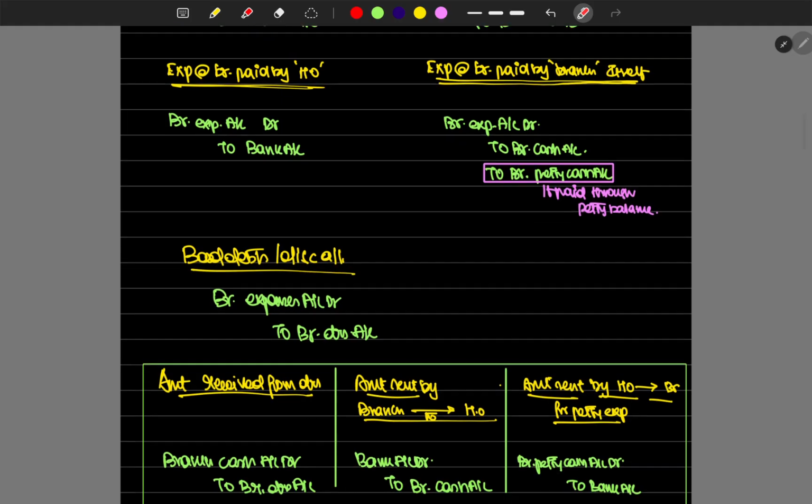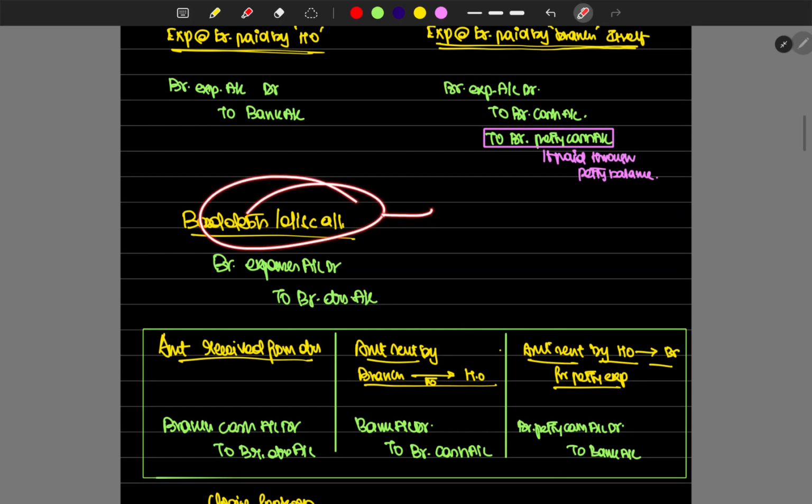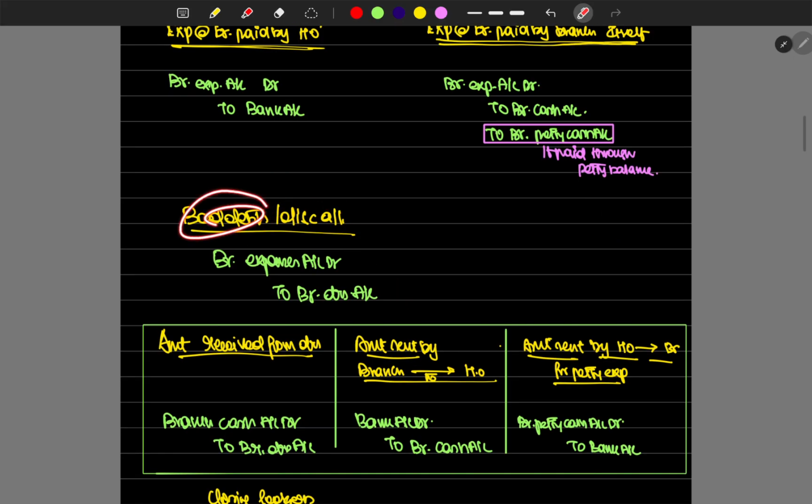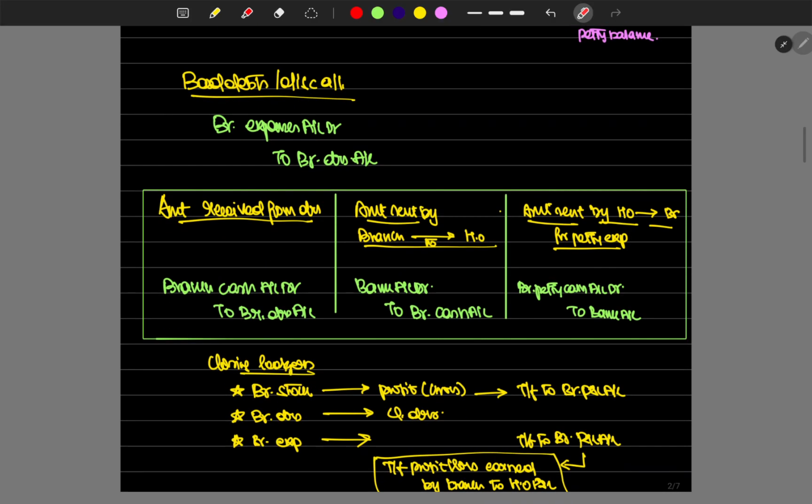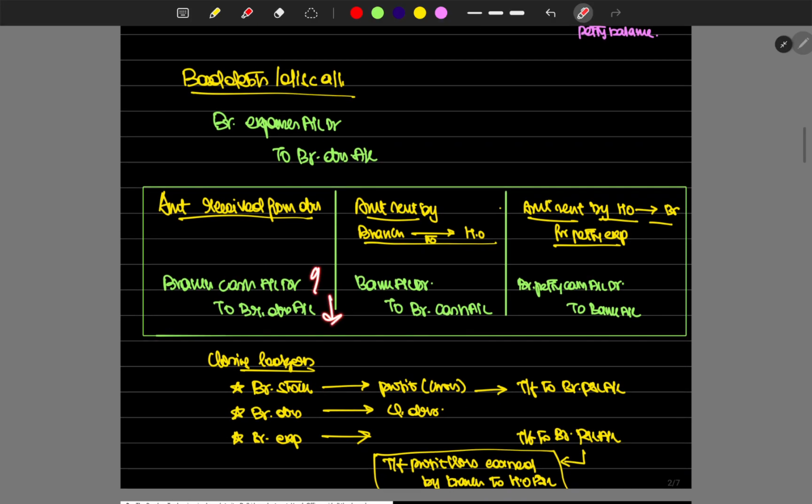Bad debts lead to a reduction in debtors, so debtors should reduce, and bad debts are a branch expense. Bad debts and discount allowed are all in the branch expenses category, so we have to recognize them under branch expenses. Then, if an amount is received from debtors, debtors should reduce, and the cash account is debited.